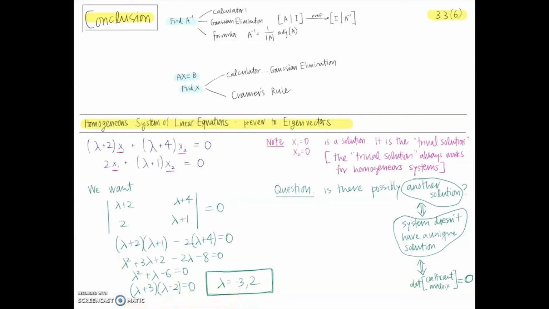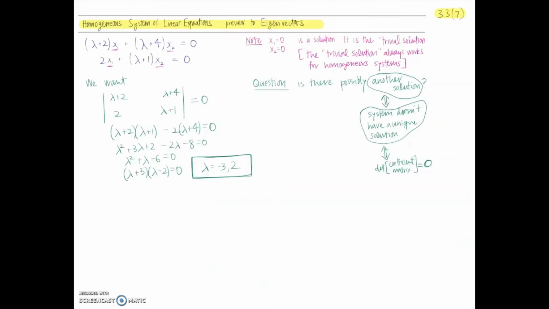If lambda equals -3 or 2, then we'll get 0 for a determinant, and just going back up through the chain of logical statements, if that determinant is 0, then the system will have more than one solution, and so that happens when lambda equals -3 or 2. Okay, so the answer to our question, is there possibly another solution than the trivial solution? Yes. And it happens if lambda equals -3 or if lambda equals 2.